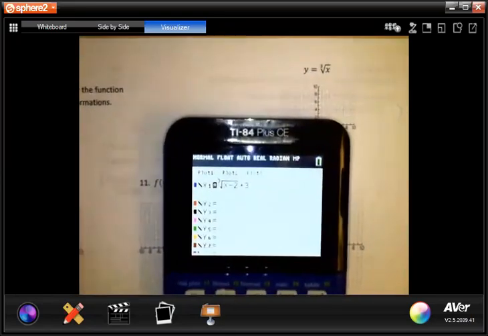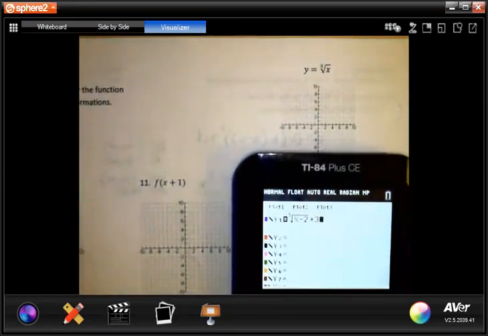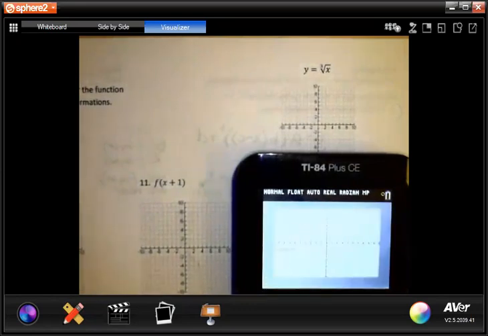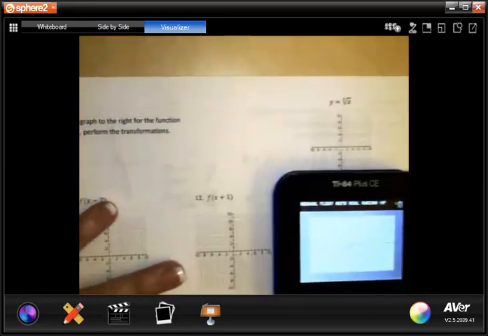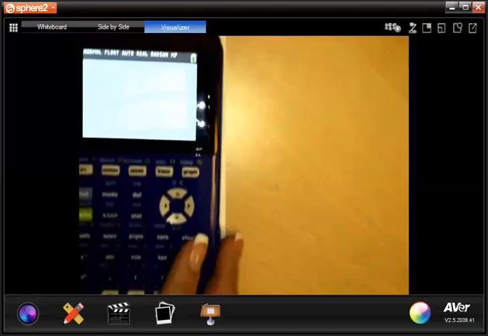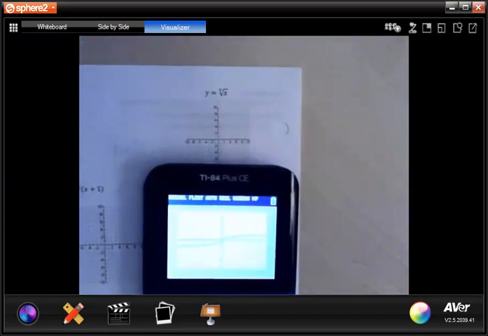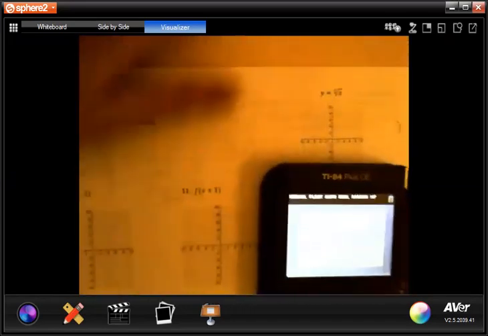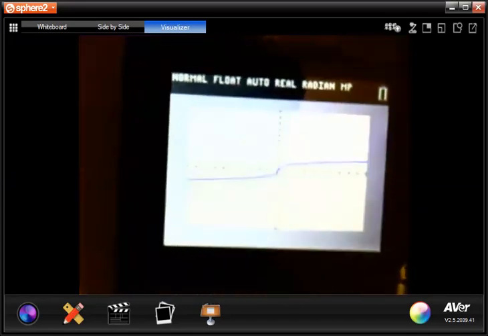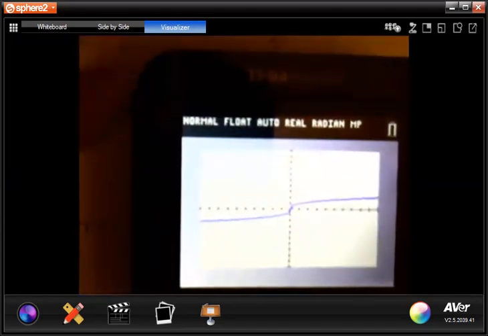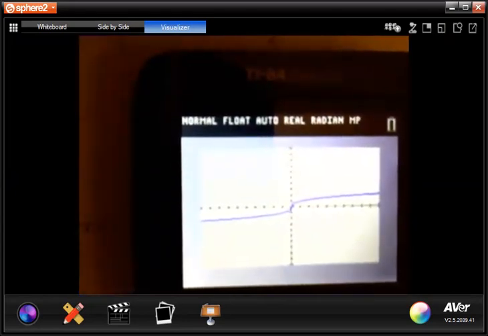Since we're here on the calculator, I'll go ahead and show you the table for it. Let's go ahead and delete these. So there's our parent function. I'm going to go ahead and show you the graph of that. Gosh, that glare is bad today. It's not working out as well as I'd like. Okay, there we go. There is our cube root function.